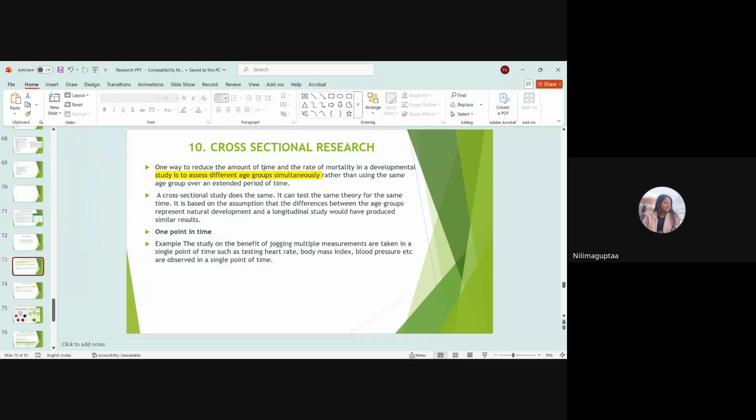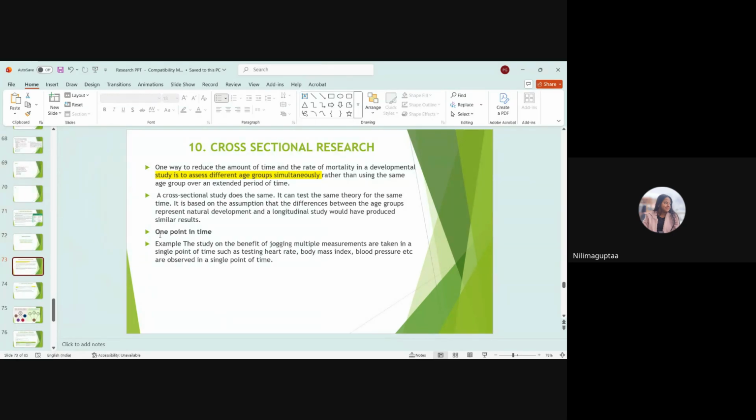So it's one way to reduce the time and the rate of mortality in developmental studies, by assessing different age groups simultaneously rather than using the same age group over an extended period of time. In a cross-sectional study, it tests the same theory at the same time. It is based on the assumption that the differences between the age groups represent natural development, and that a longitudinal study would have produced the same result.